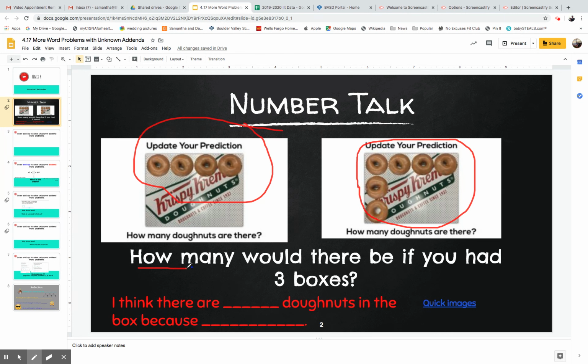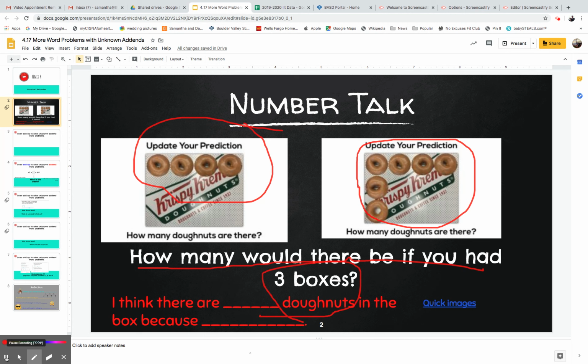Okay, mathematicians, how many would there be if you had 3 of these boxes? I can't wait to see your thinking on Seesaw.